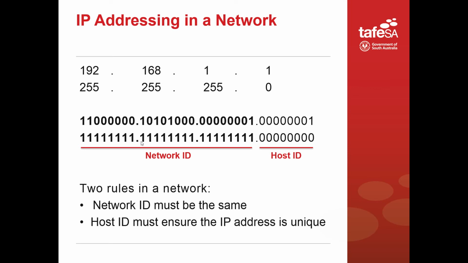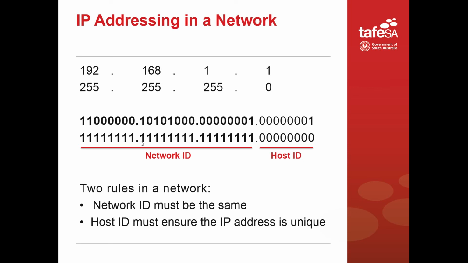Now this is important because we have two rules in the network. Rule number 1, the network ID must be the same for all computers on the network. And rule number 2, the host ID needs to make sure that your IP address becomes unique. You cannot have two IP addresses the same on a network. You get IP address conflicts.